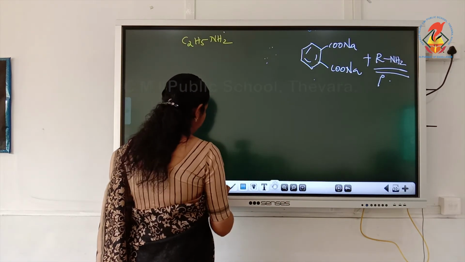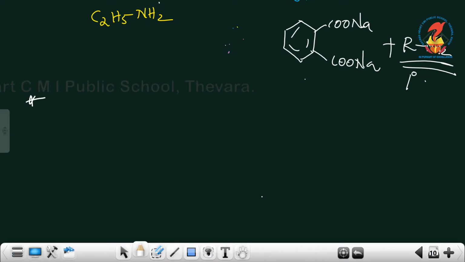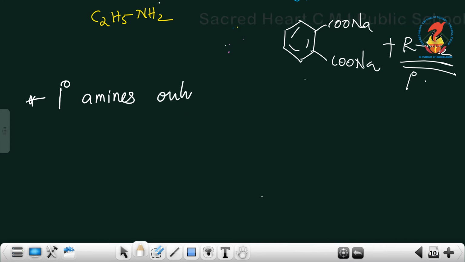Now a few things to remember about Gabriel phthalimide synthesis. Study the explanation along with the equation first. This is another named reaction after ammonolysis, the second named reaction coming in this chapter. The first point to remember is we can prepare only primary amines by using Gabriel phthalimide synthesis. We can prepare only primary amines by using this method.